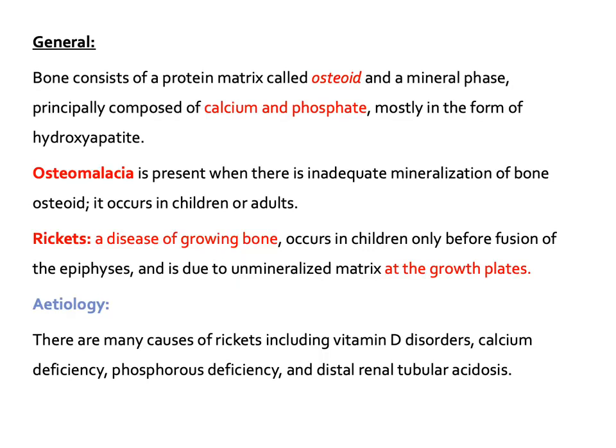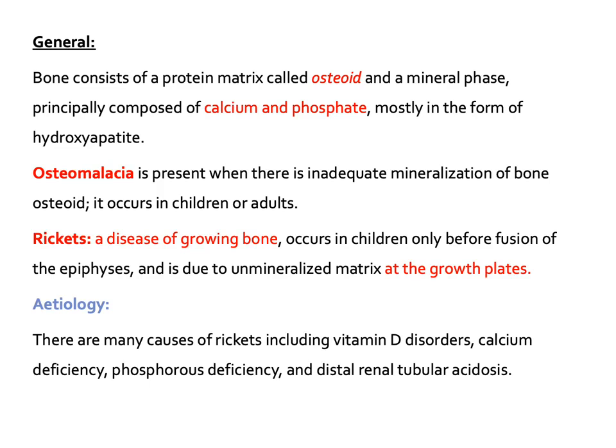In general, bone consists of a protein called osteoid, and a mineral phase, principally composed of calcium and phosphate, mostly in the form of hydroxyapatite. There are two definitions. One is osteomalacia. Osteomalacia is present when there is inadequate mineralization of the bone osteoid. It occurs in children or adults.